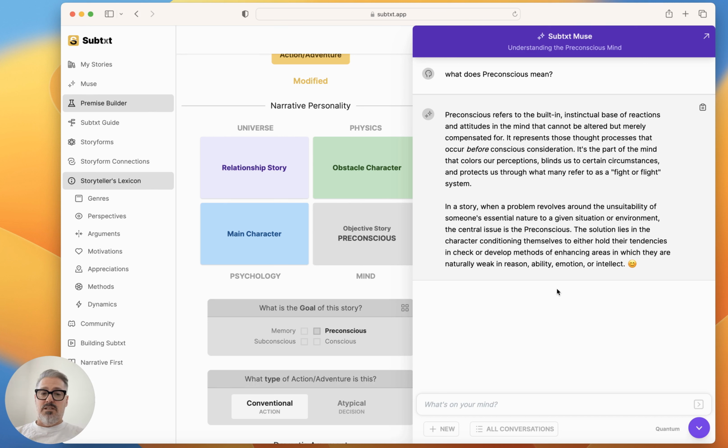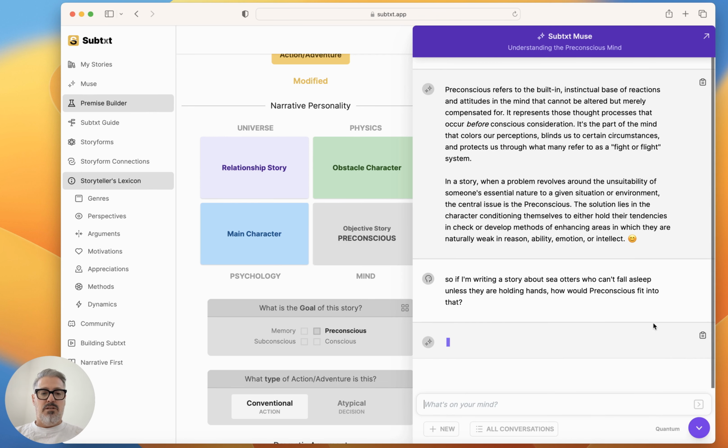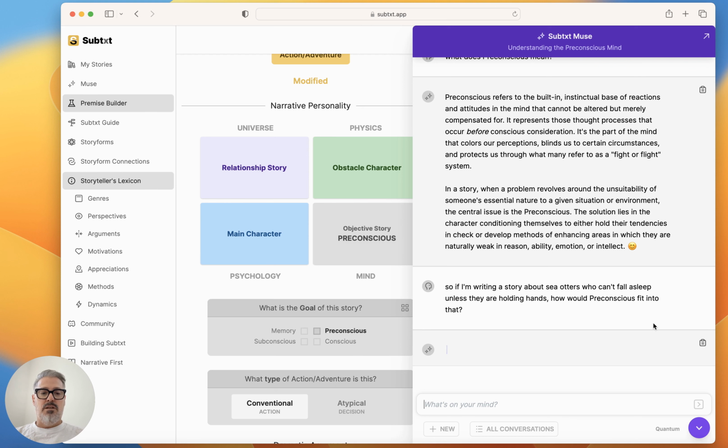What's great about this is then you can develop the narrative here and check to see if, oh, is this where I want to focus my story? So for instance, if I'm writing a story about sea otters who can't fall asleep unless they are holding hands, how would preconscious fit into that? This is just something I saw on the internet yesterday. How would preconscious fit into that if that's where I wanted to focus the story?